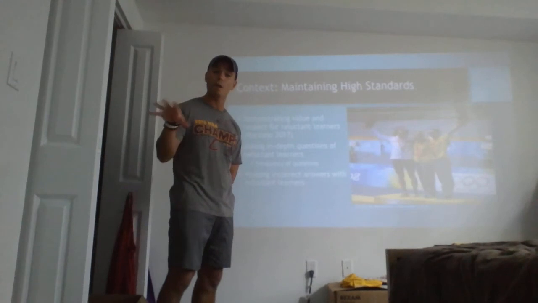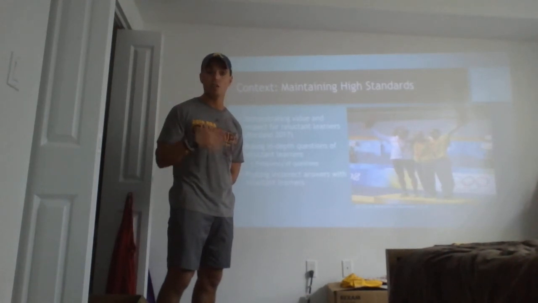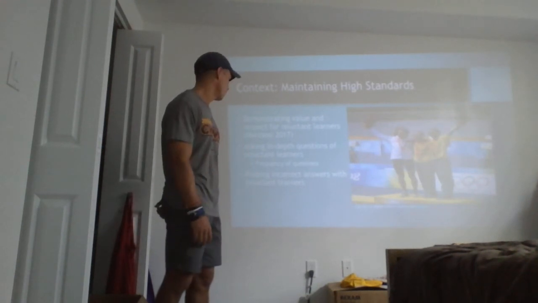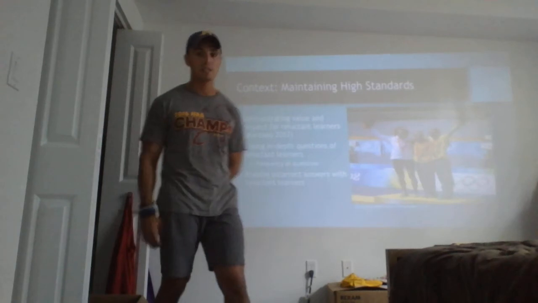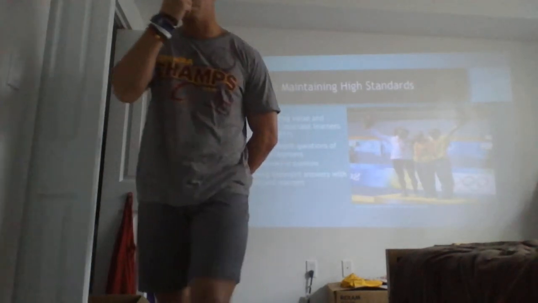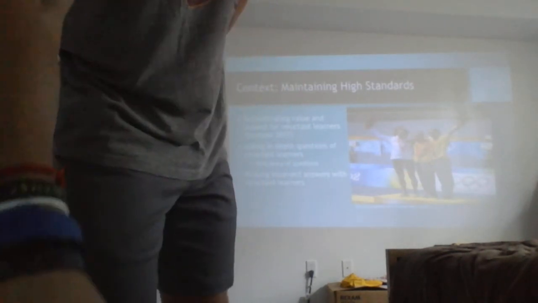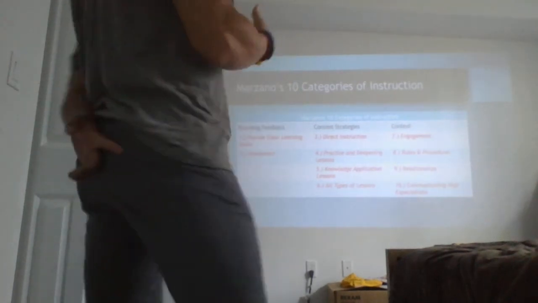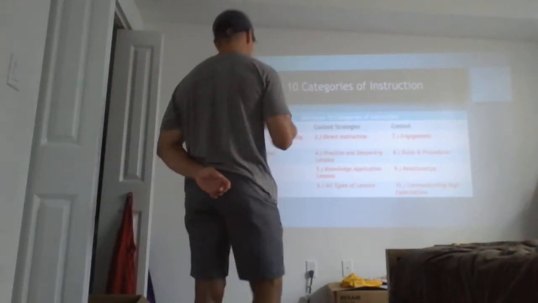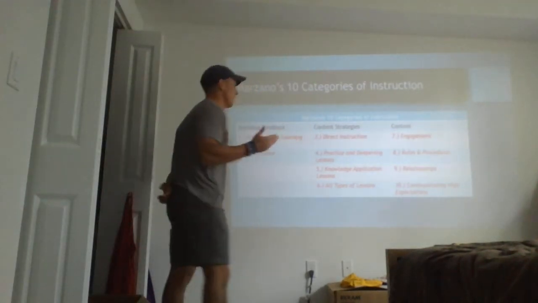No, you are responsible for Johnny and Jimmy as well. So you need to figure out ways that you can incorporate them in the class so they can still reach those high standards that you set. All right? So yes, finding reluctant learners and still aiding them with those standards. Every child in your class, every student in your class, needs to be treated as if they were your own. So these are Marzano's 10 categories of instruction.